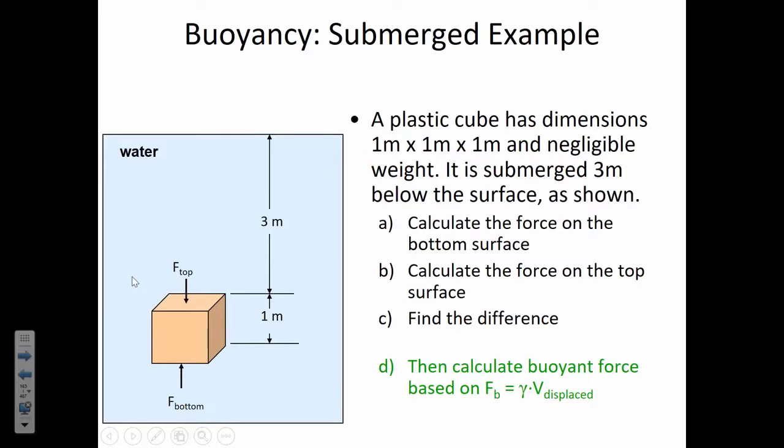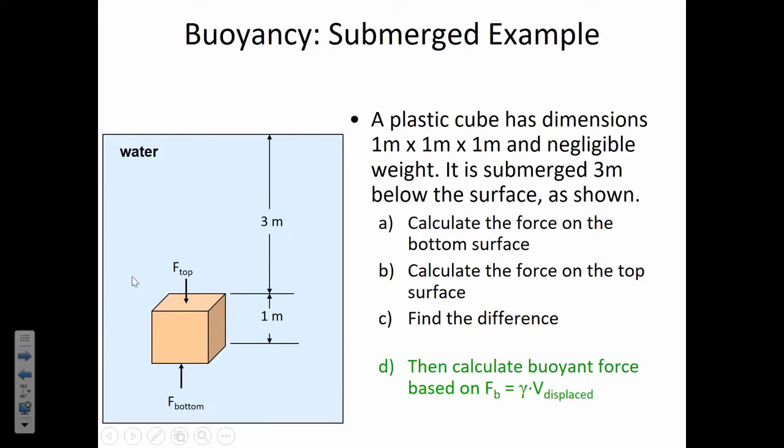So the delta H is 4 meters. That's how deep that bottom is. 9810, since we've just got water in this one. And then the area is a 1 by 1, so 1 square meter. So the force on the bottom is 39,240 newtons, and that's acting upward.